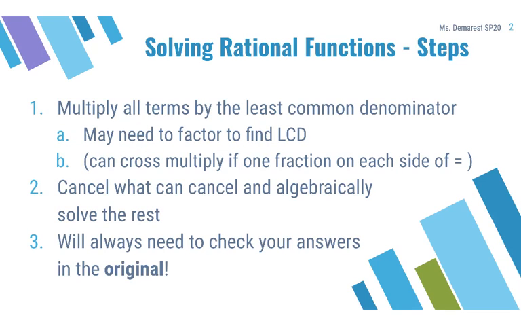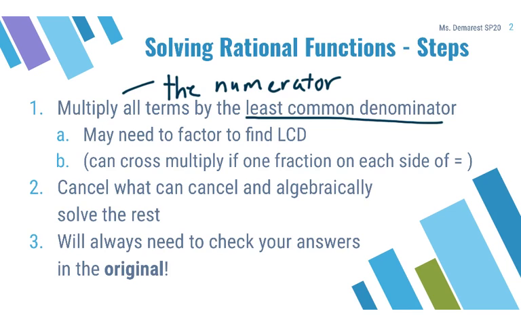So here are the steps. The first one is to multiply all terms by the LCD. Now, this really just means multiply the numerator, right? Because if we're multiplying by the LCD, we're technically multiplying all of these fractions by the LCD over 1. So for equations, the LCD is only going into the numerator, okay? Now, before you can multiply by the LCD, you have to have one, and you might need to factor to find it. It's important, though, that you use the least common denominator because of what the next step is.